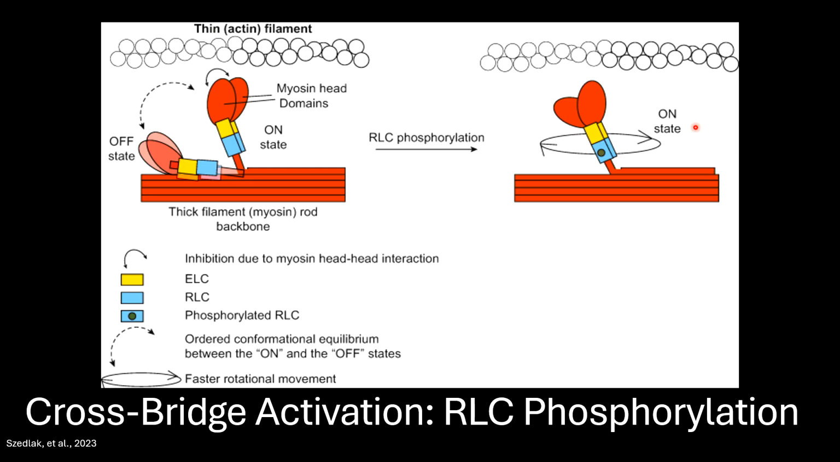On the right-hand side, the myosin heads are in what we call the on state. This is when the regulatory light chains, ELC in yellow and RLC in blue, become phosphorylated, shown here with the arrow. Phosphorylation increases the flexibility and rotation of the myosin head neck region, allowing the head to swing outward and become positioned farther from the thick filament. This movement increases the probability that the myosin head will attach to the actin when calcium exposes the binding site.